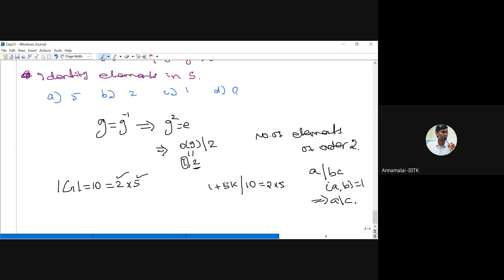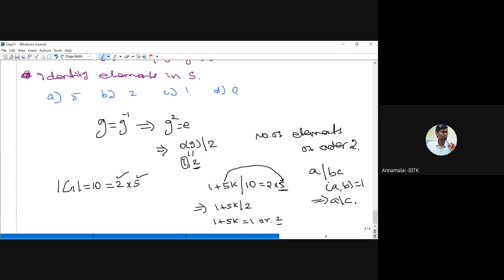Now, what is the GCD of 1 plus 5k and 5? It is always 1, because 5 is a multiple of 5 but this number is not a multiple of 5. Therefore, the GCD of 1 plus 5k and 5 is 1. Therefore, by this result, 1 plus 5k should divide 2. Since 1 plus 5k is a divisor of 2, what is the possible value for 1 plus 5k? Either 1 or 2.